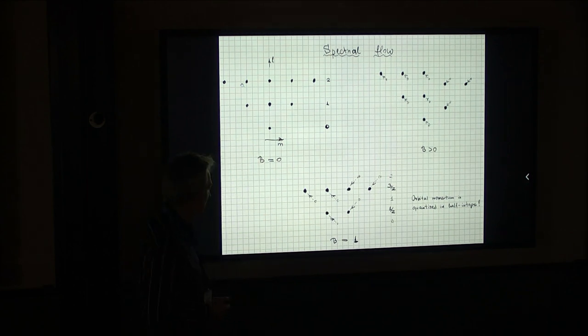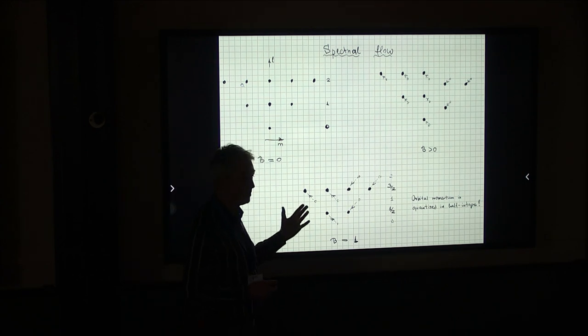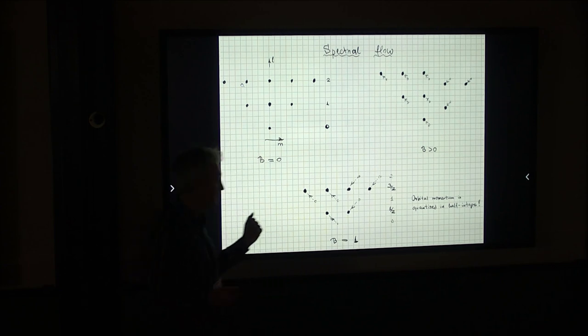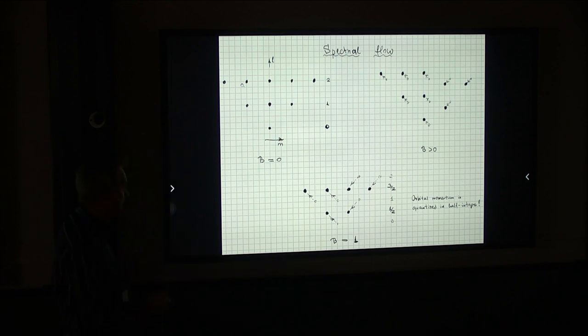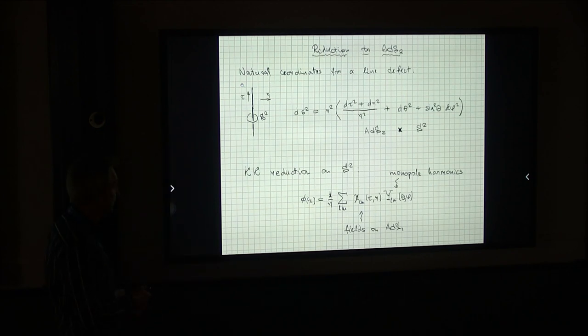As Pavel already said, the orbital angular momentum is half integer for a monopole of charge 1/2. So the angular momentum, in a sense, gets fractionalized by the magnetic charge.